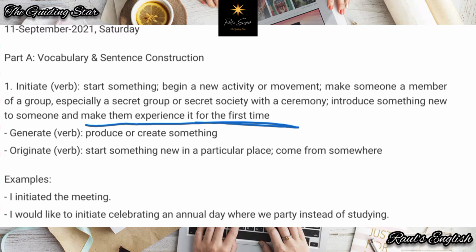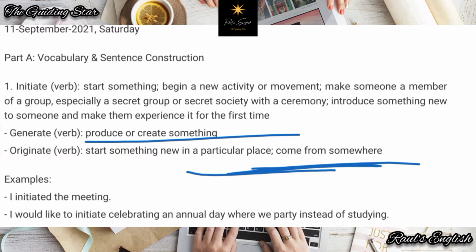Right, let's see. The next one is generate, produce or create something. And originate, all verbs. Number 1 is all verbs. Start something new in a particular place, come from somewhere. Alright, let's see some examples of these 3 words.